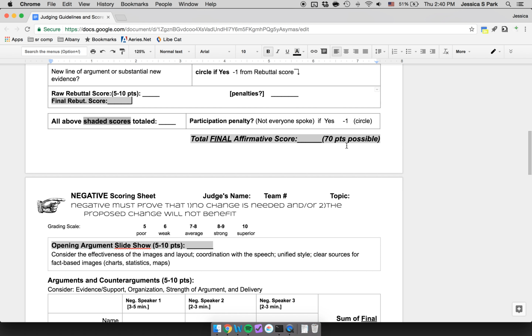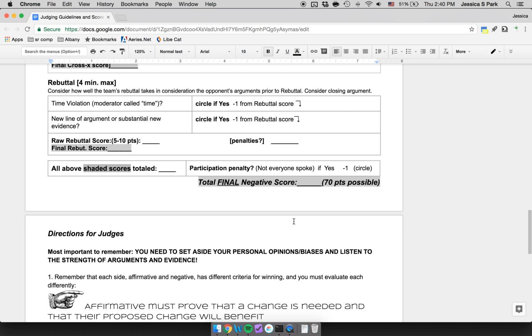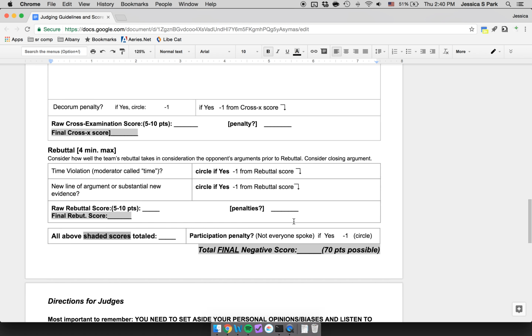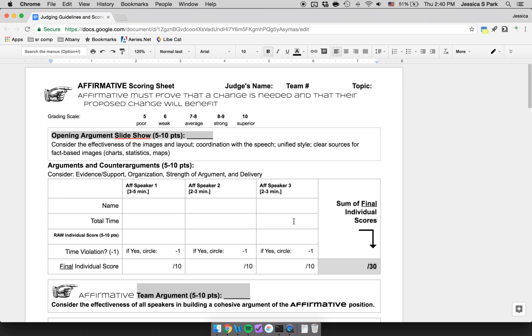Each judge's sheet will be averaged, so your score from Judge 1, your score from Judge 2, and your score from Judge 3 will be averaged. So will your opponent's scores, and that final average score will determine who wins and who does not win the debate. I hope that was helpful to you in understanding what the judges are looking for and how the judges are scoring.